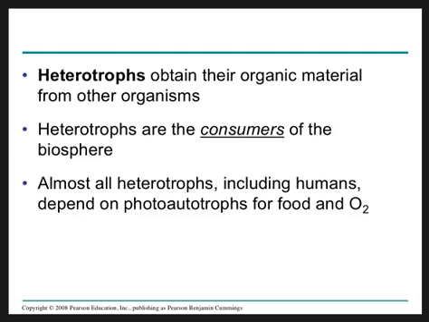Heterotrophs, the counterpart to the autotrophs, get their organic material from other organisms. So they're the consumers. They eat stuff. They either eat the autotrophs, or they eat other heterotrophs. So they're going to eat somebody or something.